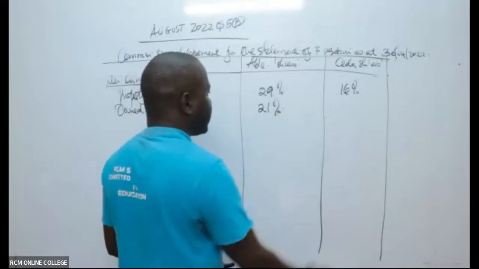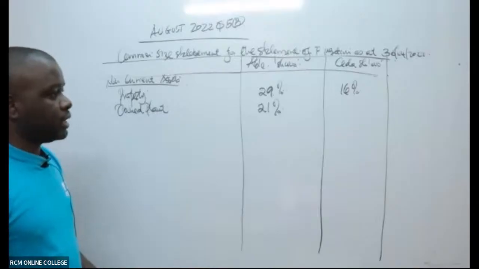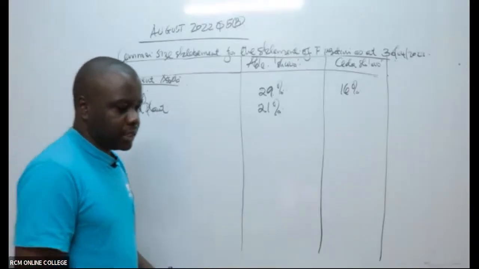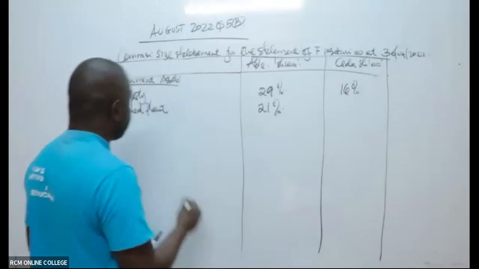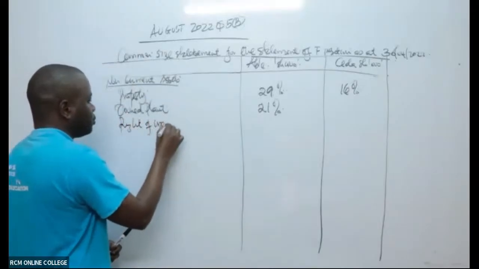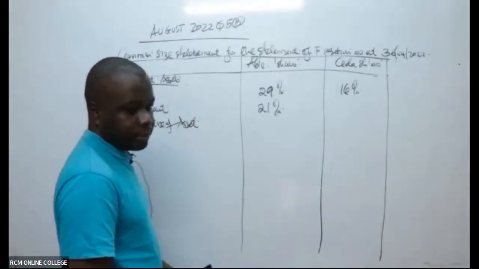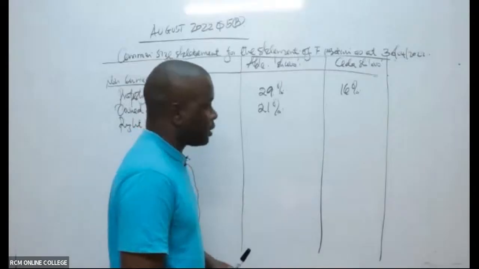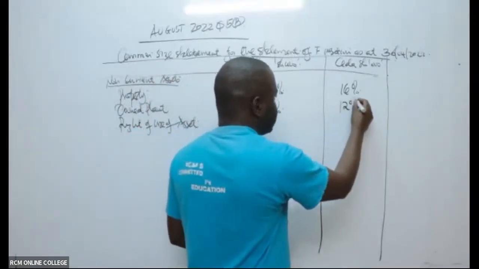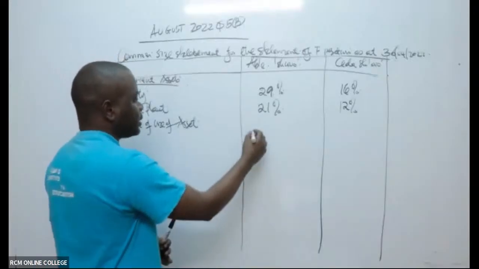What about the other side, SEDA, for the owned plant? The next item is right of use of asset. I can see you're saying 12.1%, so you can do 12%. What about the right of use of asset for SEDA?